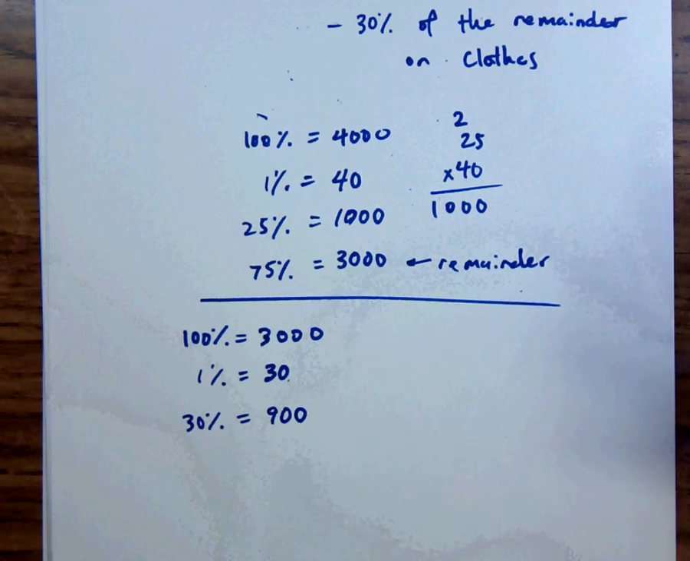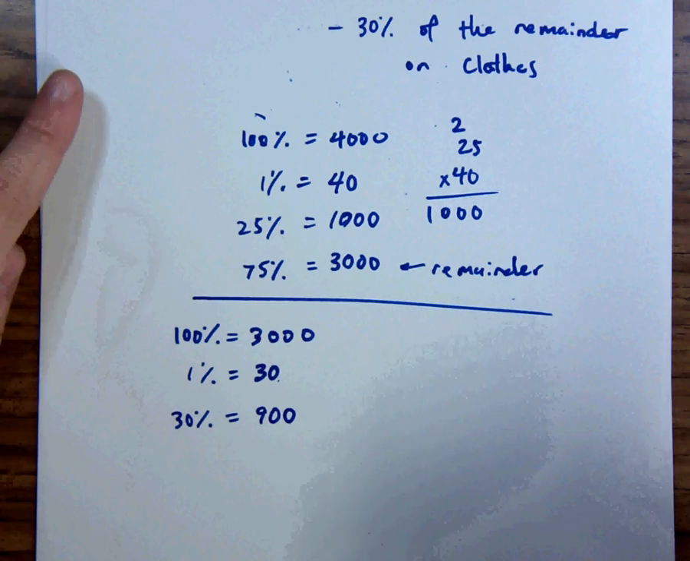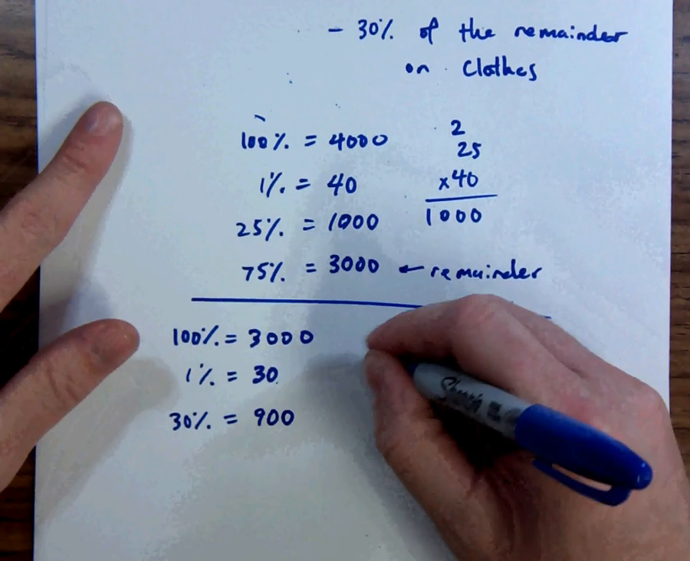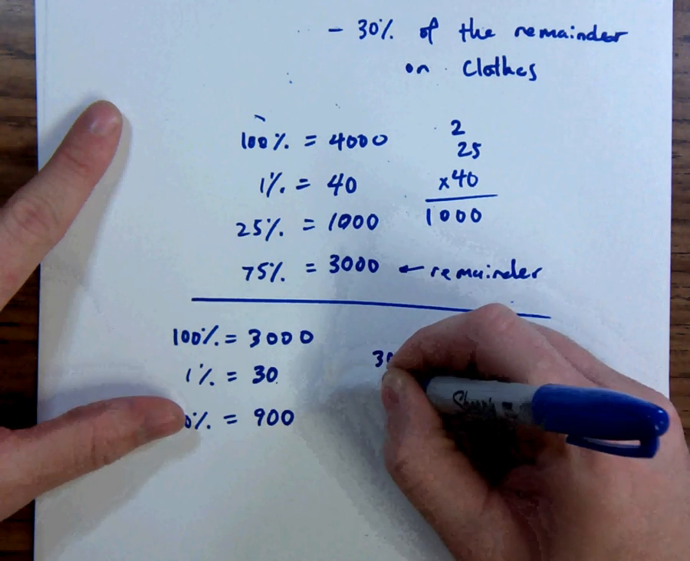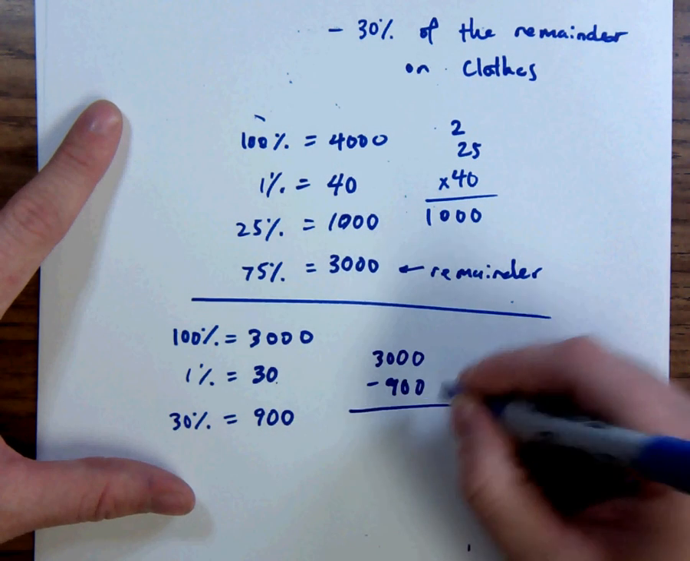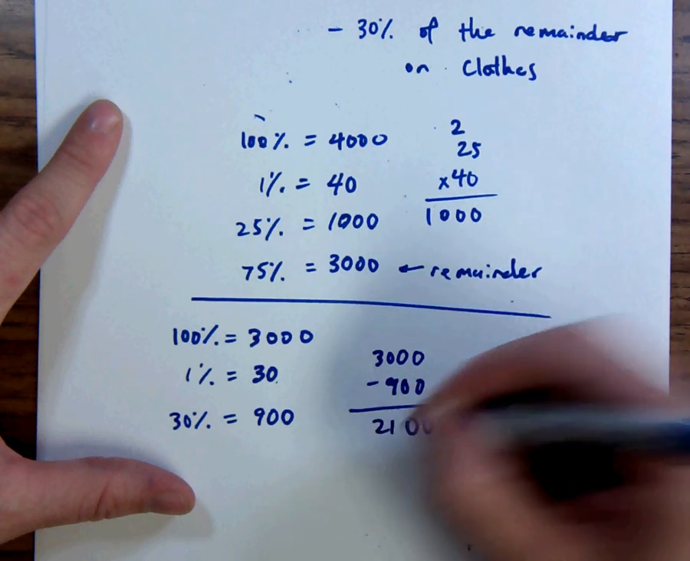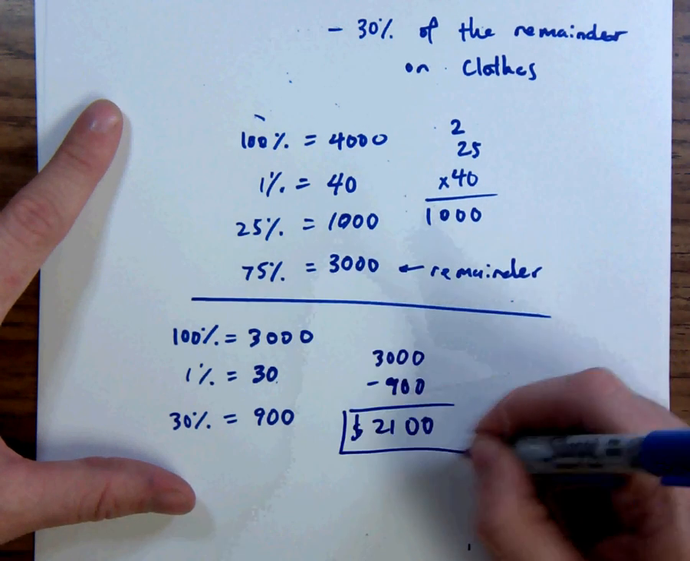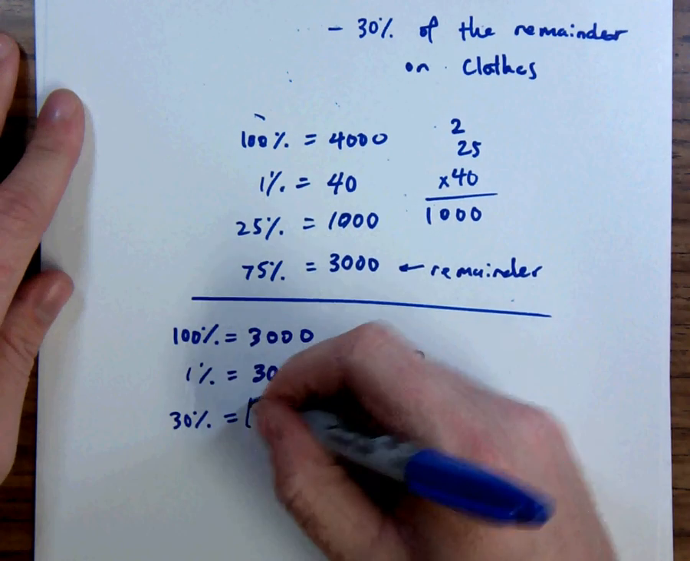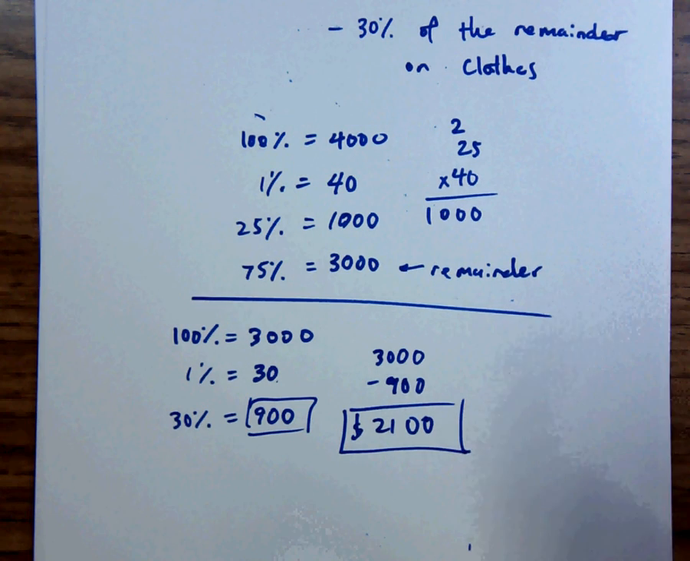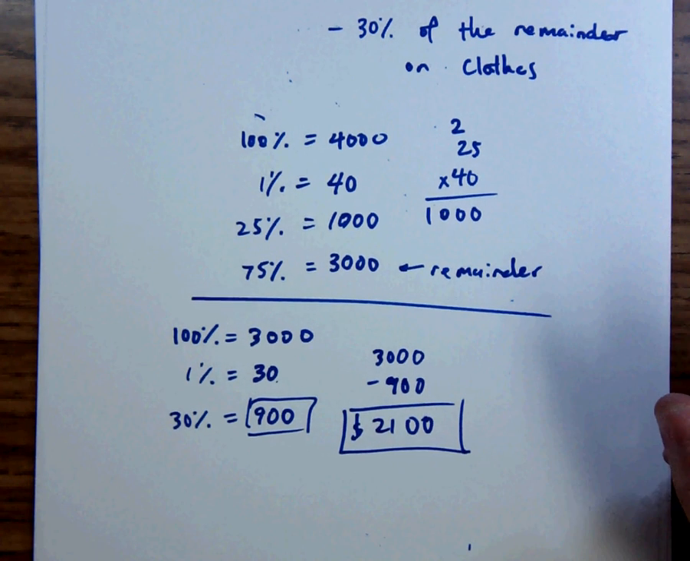Now, depending on what the question asks, if the question wants to know how much did you spend on clothes, you would say 900. If you wanted to know how much is left, you would say 3,000 minus 900, which is 0, 0. 30 minus 9 would be 21. So you'd have 2,100 left over. Depending on what the question was asking. But I hope that's clear.